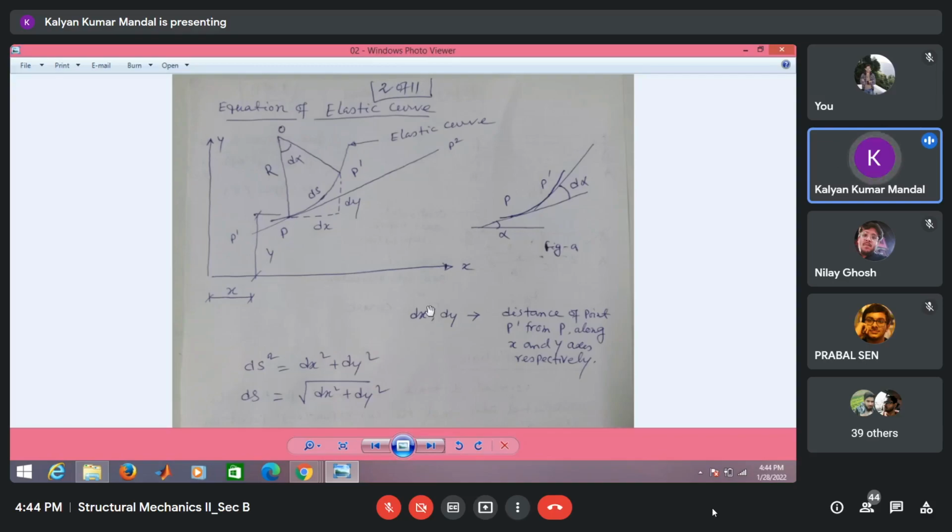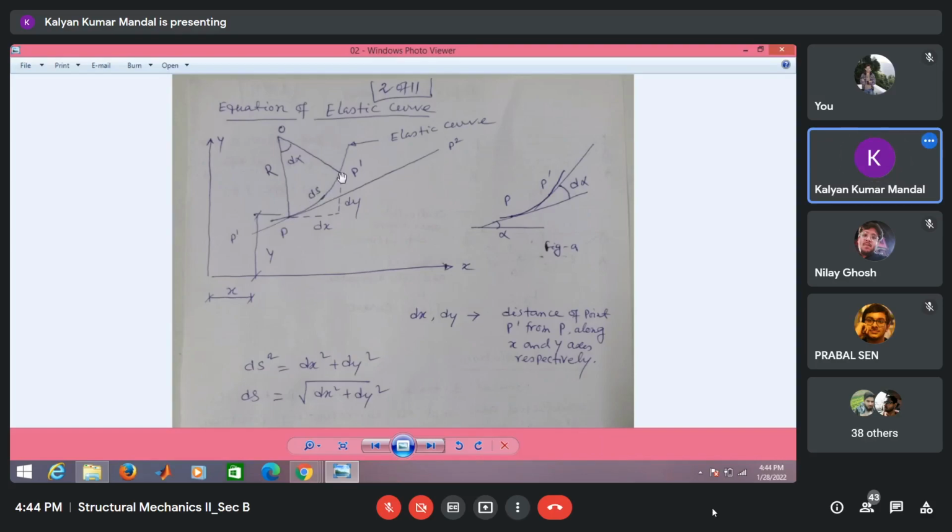Here we consider the positive x-axis towards the right. Similarly, vertically upward, y is positive. We consider a portion of the elastic curve, PP dash. The distance between P and P dash along the x-axis is dx, along the y-axis it is dy, and along the curvature the distance is ds.